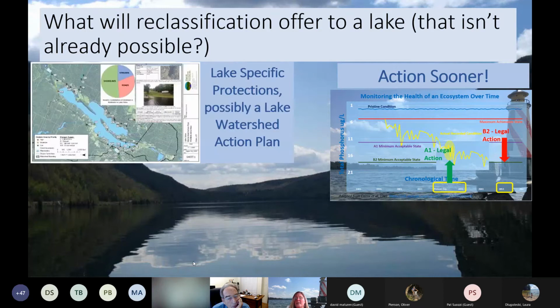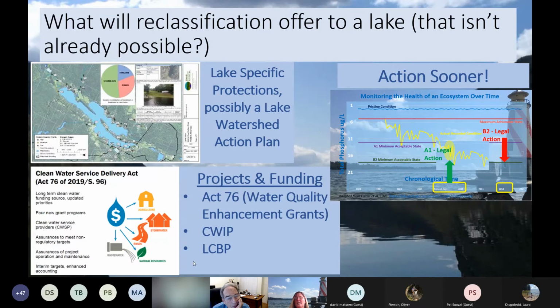But before that happens and after it is listed as an A1, a lake protection plan could be developed similar to TMDL plans on our impaired lakes and lake watershed action plans. Ultimately, an A1 designation would officially be recognizing and calling out the high quality nature of the lake. And as such, one could use that as an argument to garner funding from Act 76 which, as was heard from Agency of Natural Resources Secretary Moore at the seminar in 2019, $3 to $5 million each year can be applied to high quality waters.